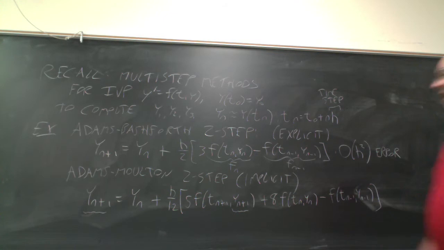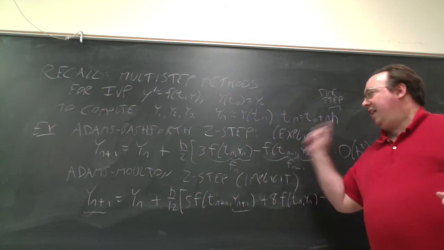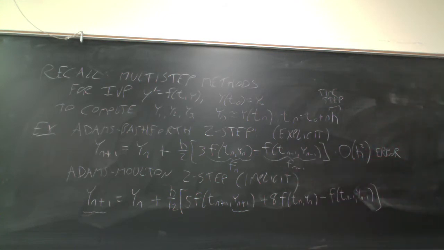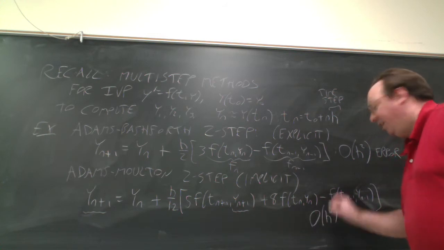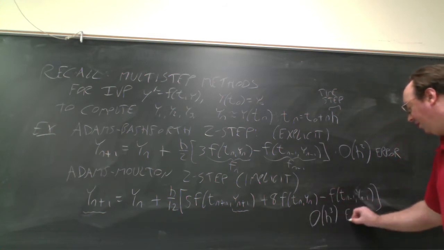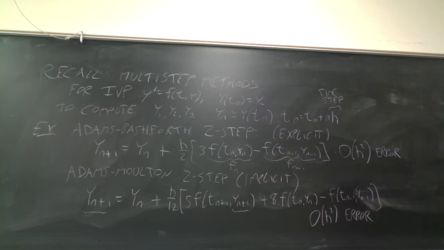So if you have explicit and implicit Adams methods with the same number of steps, the implicit method will have one term more. And because of that extra term, it's one extra degree of accuracy. So the error is order h cubed. All right.